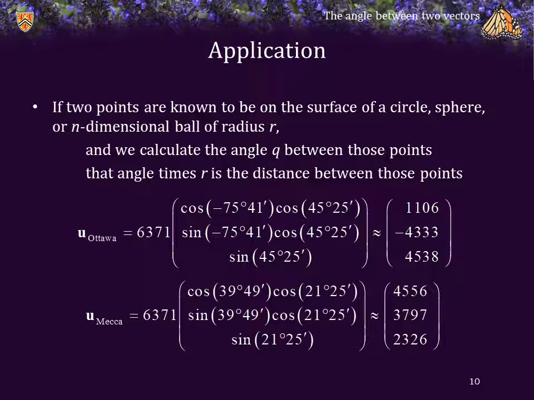Also, we can calculate the absolute coordinate relative to this coordinate system of the location of Mecca, which is at 39 degrees 49 minutes east, 21 degrees 25 minutes north, which is again approximately this location given here. Those are 2 points that are on the sphere, at least approximately.